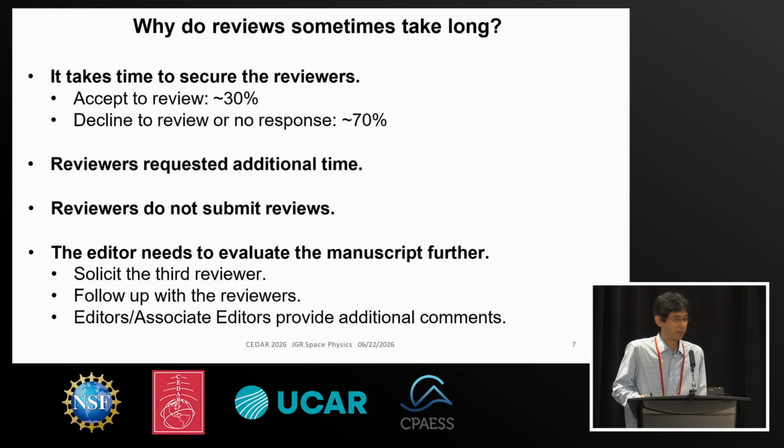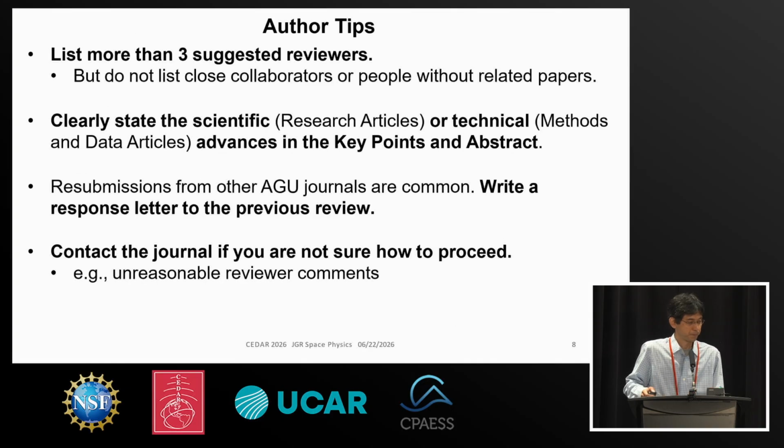And even if we get 2 reviews, sometimes we fall into a very difficult situation. Reviewer one says accept, reviewer 2 says reject. Then what can we do? So we step in, and we solicit third reviewers, and we contact reviewers asking why they said these things, for clarification to the authors. And editors and associate editors also provide extra comments so that the authors can understand how to revise the papers.